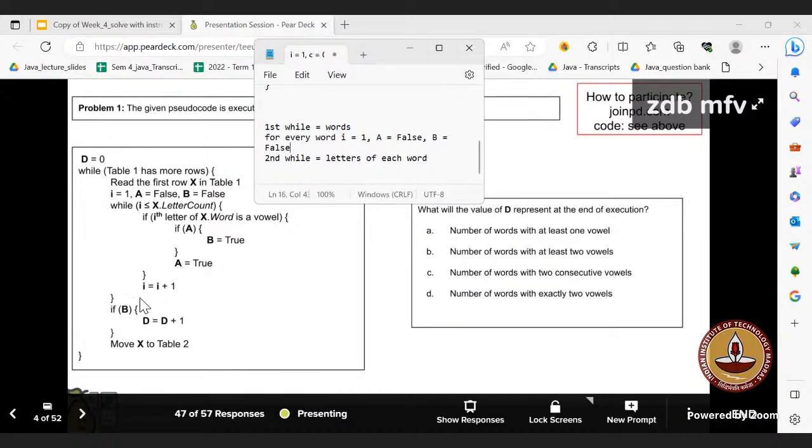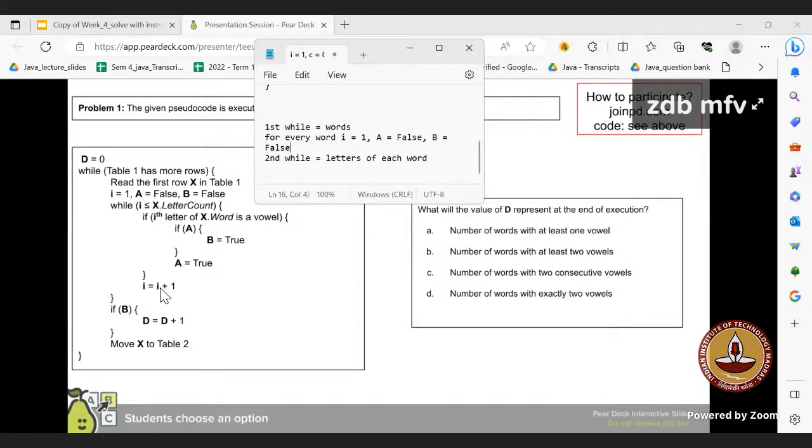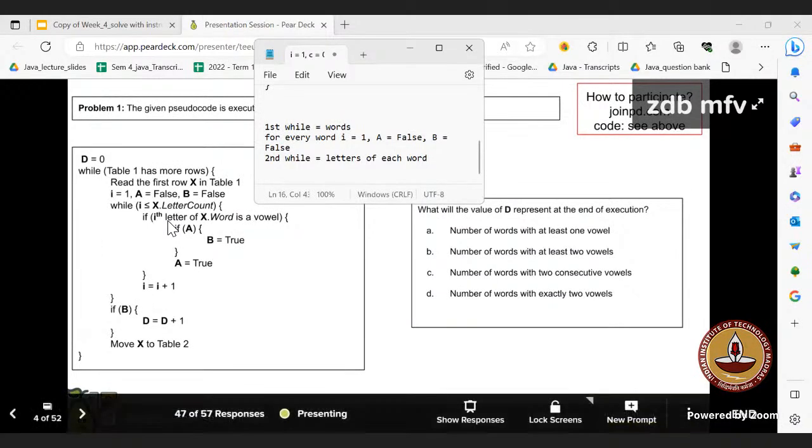Ma'am, does that mean that A equal to true is the else part of the if? No, it is not the else part. It is just inside the outer if block. So if the ith letter of x dot word is a vowel condition is satisfied, then A equal to true will happen. If your letter is a vowel, then for every vowel A equal to true will happen, because it is inside the outer if block.